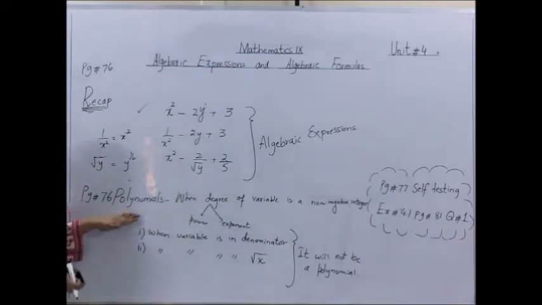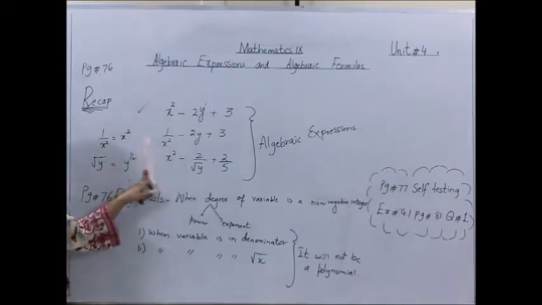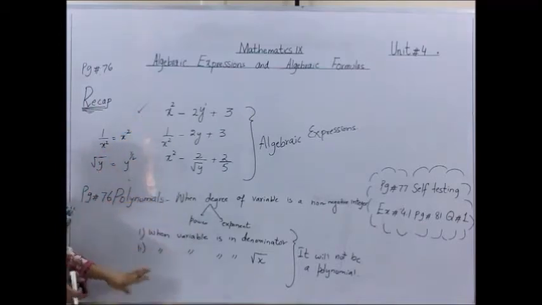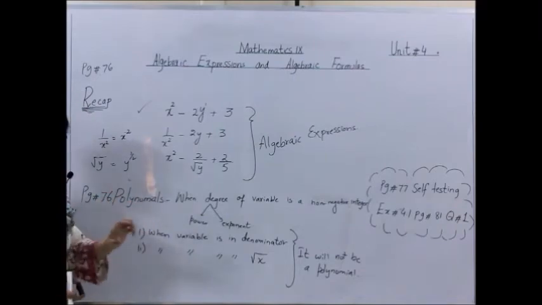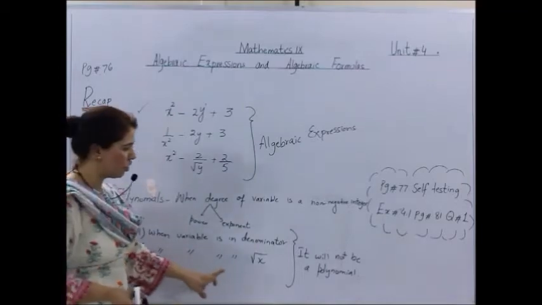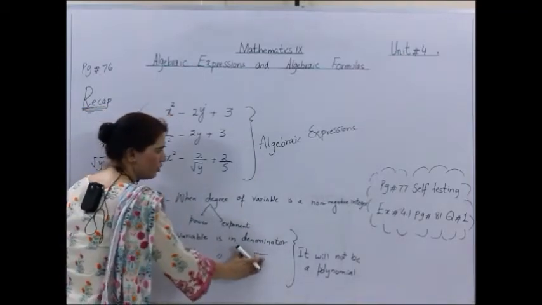So a polynomial is always an algebraic expression, but it is not necessary that all algebraic expressions are polynomials, because we have to see two things: the variable must not be in the denominator, and the variable must not be in the form of square root.